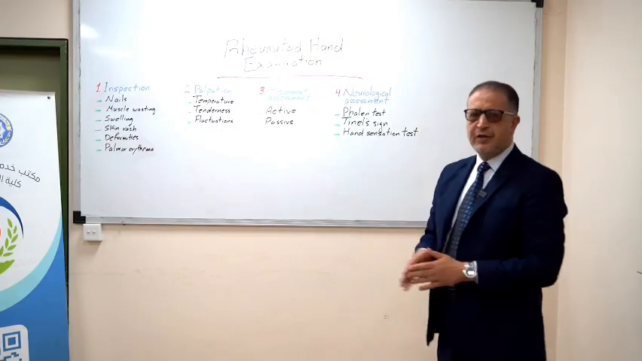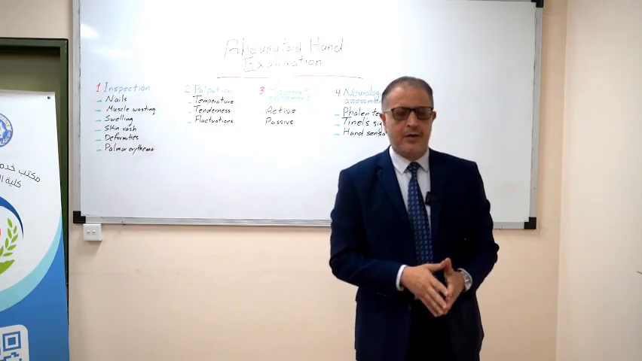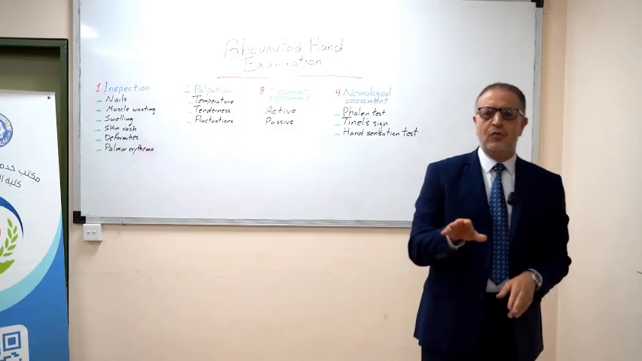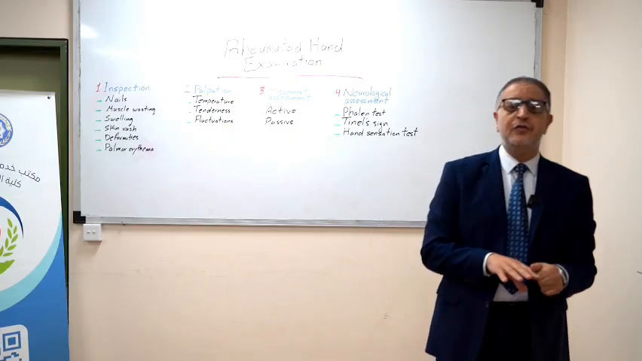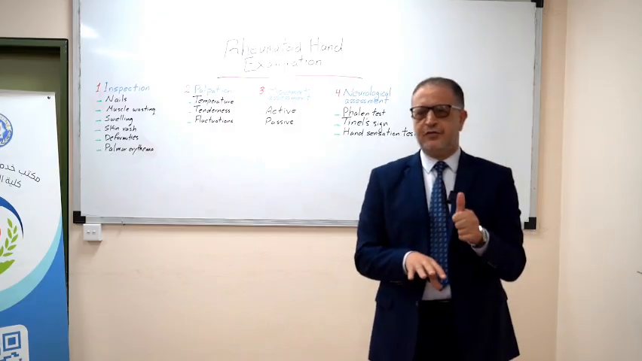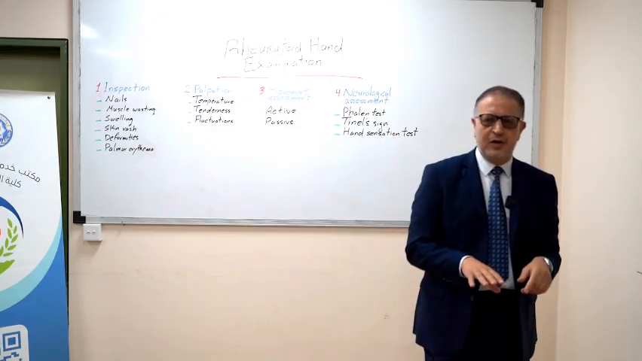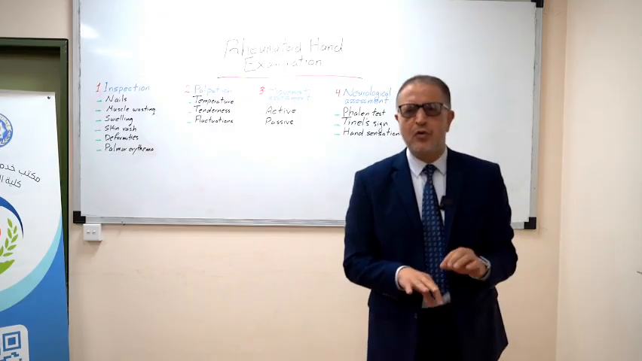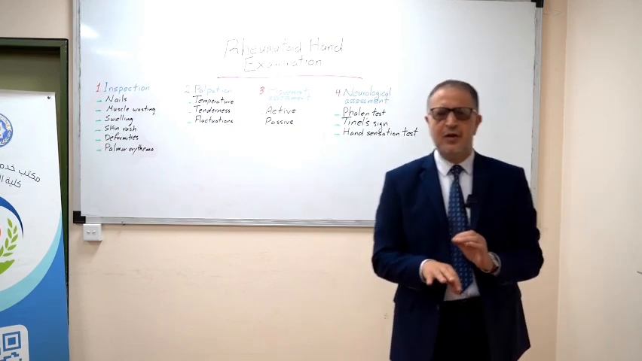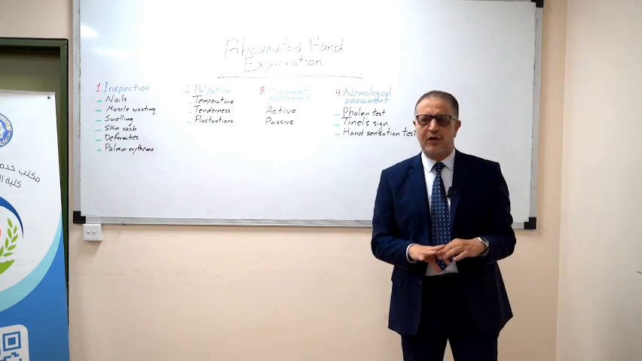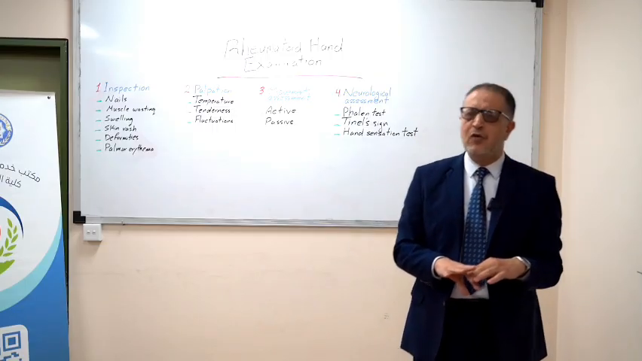The third point is looking for evidence of any swelling. We have 2 types of swelling: a bony swelling and a soft tissue swelling. Bony swelling is due to what is called osteophyte formation. Osteophyte formation is a bony swelling.